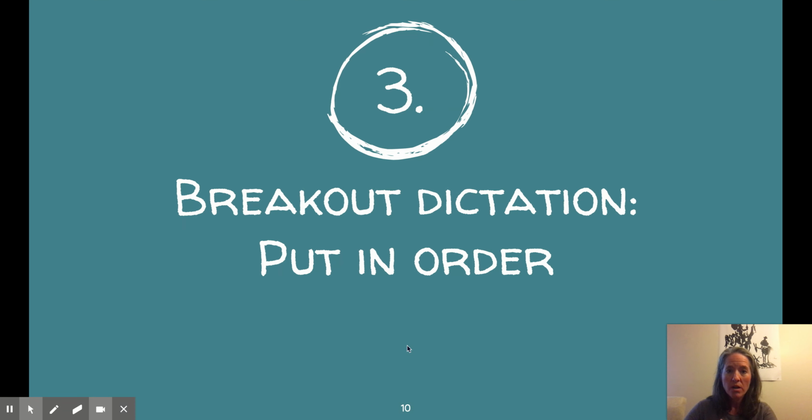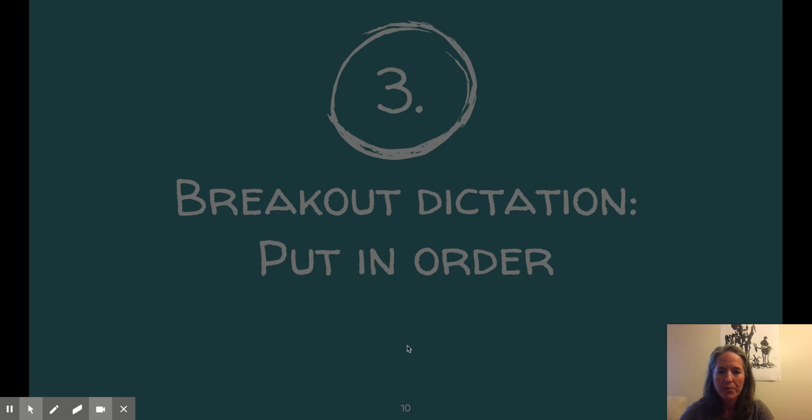Put in order. You would give students a whole bunch of sentences, and at the end, they would have to put them in order. So if you use stories, that works really well.